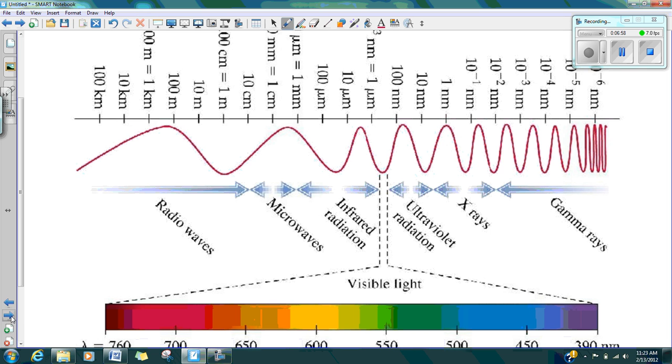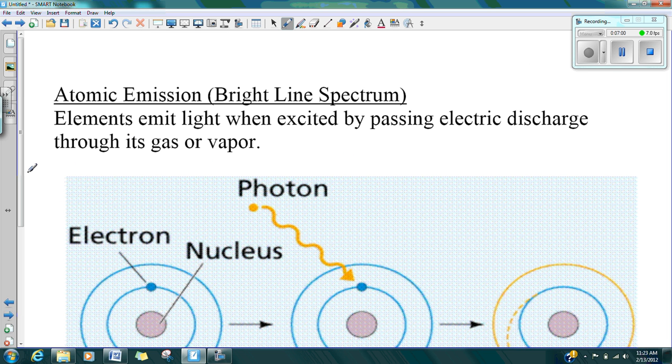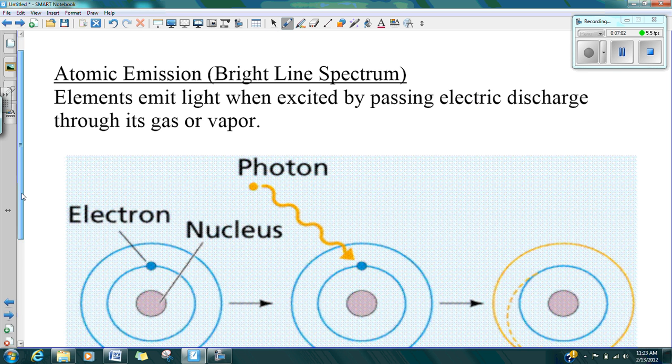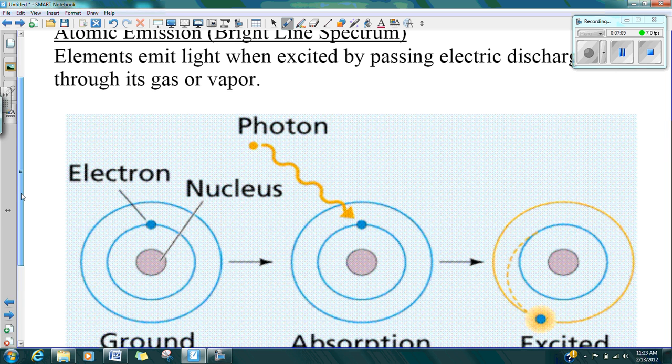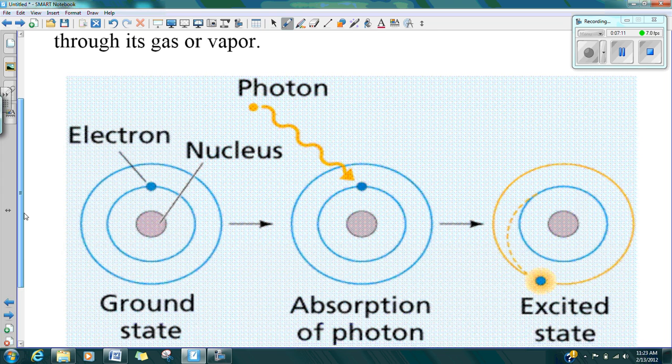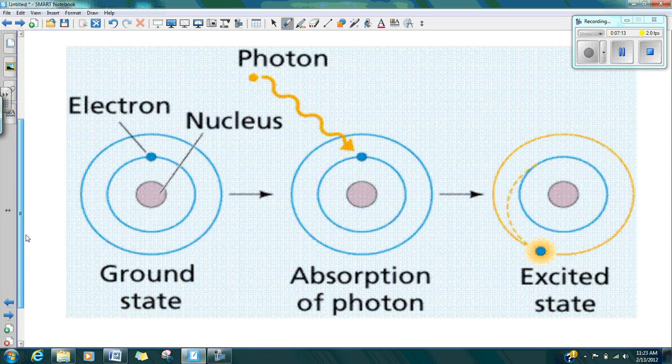All right, so how did we see that light today? Why did we see that light today? So elements emit light when they are excited by passing electric discharge through their gas or vapor form. So what you were doing, you were getting the cells a little bit wet, you were heating them up, and you were getting into the gaseous phase.